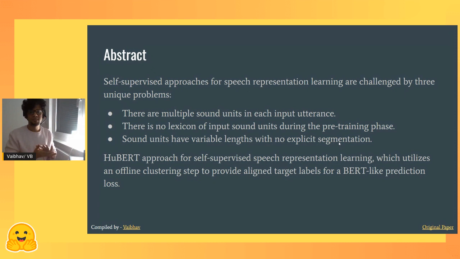So I'm just going to take a quick pause and see if anyone has any thoughts on the overarching problem that HuBERT is trying to solve, or Wave2Vec 2.0 tried to solve. Feel free to just unmute yourself and share your thoughts. All right, well, it's all right. We can also share our thoughts later on as well.